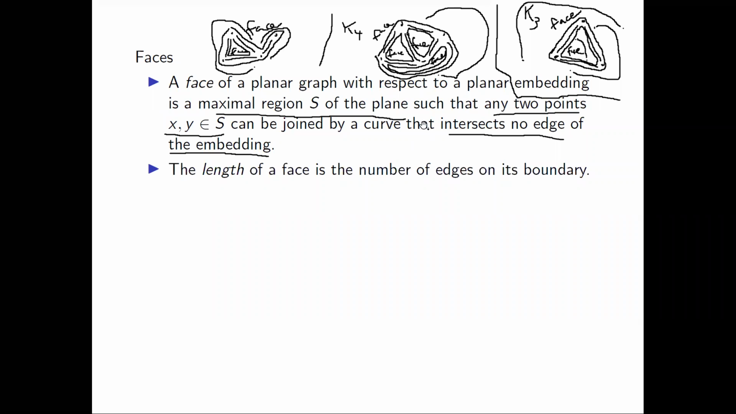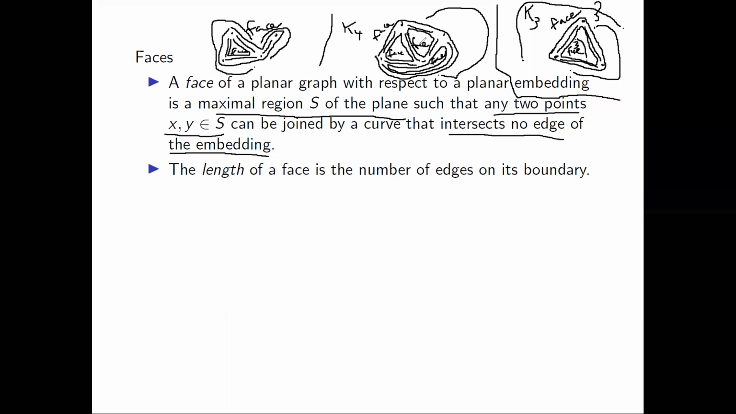And with all of the faces, we can define their length. The length of the face is just going to be the number of edges on the boundary. So for example, with this outer face, its length is going to be 3, and the inner face is going to have length 3 as well. They both have 3 edges along their boundary.